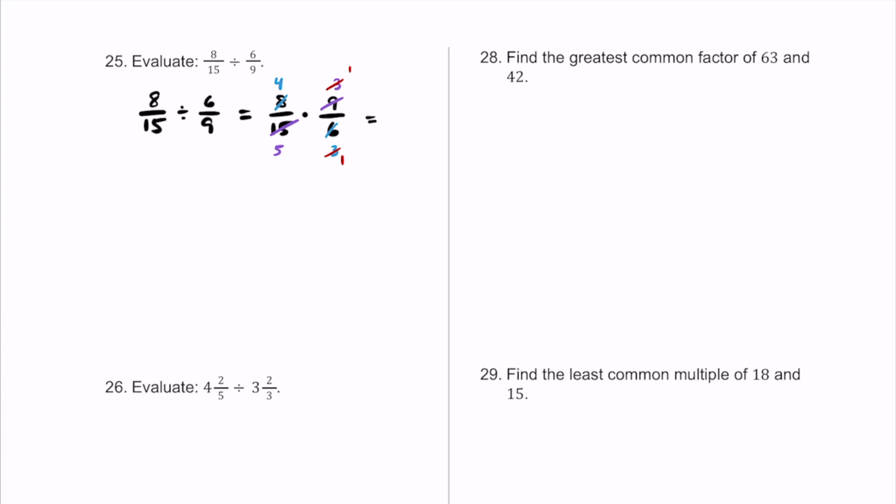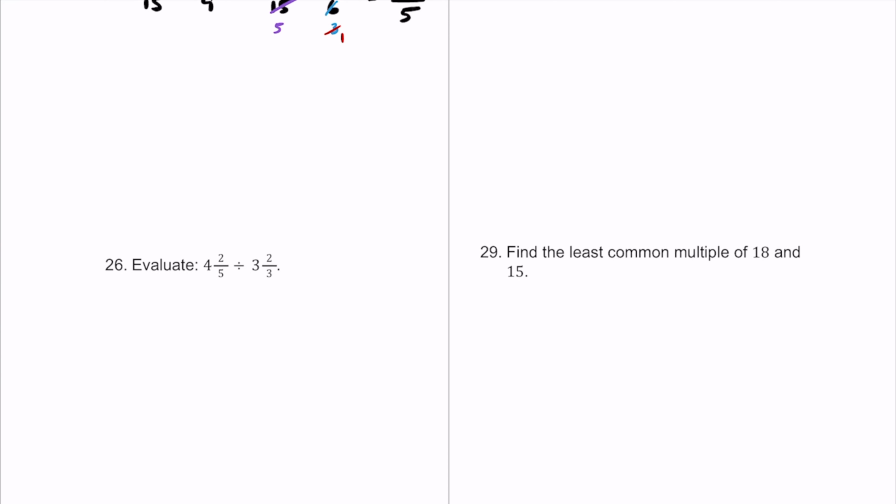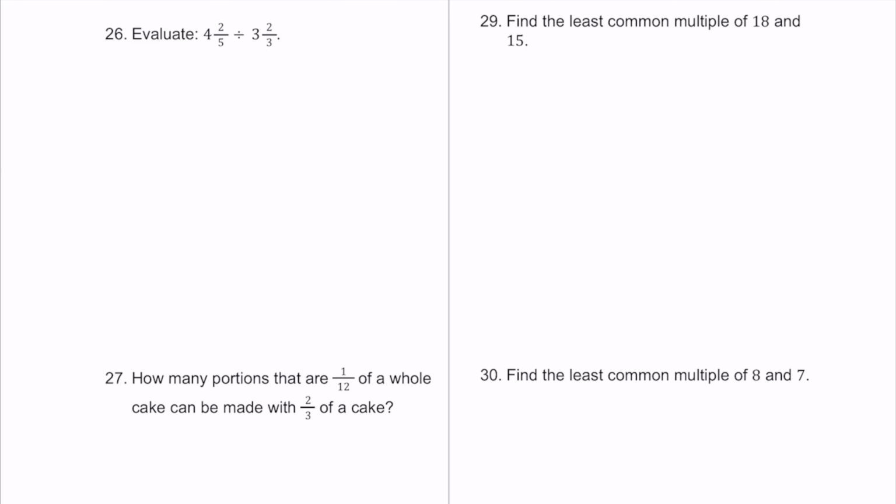And so at the very end here, you really just have 4 times 1 and 5 times 1. If you do all this canceling out now, then when you're done multiplying, you actually have no more simplifying to do. 4/5 would be the quotient of the original problem we were given. Okay. For 26, we have another division problem, but this time they are mixed numbers.